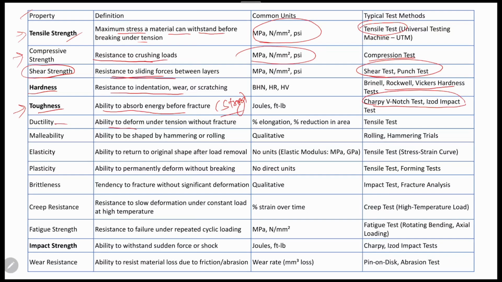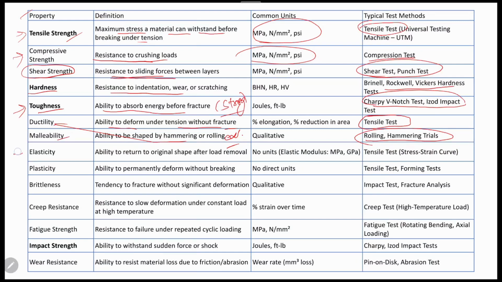The next one is ductility: the ability to deform under tension without fracture. That means it stretches or draws into wire without breaking. Example, copper wire. The tensile test measures ductility. And malleability: the ability to be shaped by hammering or rolling into thin sheet without cracking. Example, aluminium foil. Rolling and hammering trials are used to measure malleability.